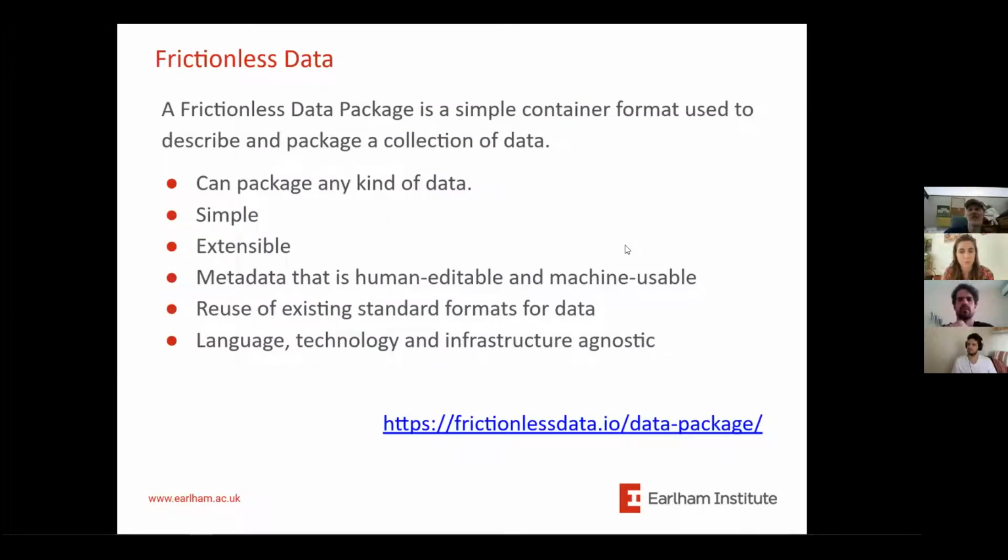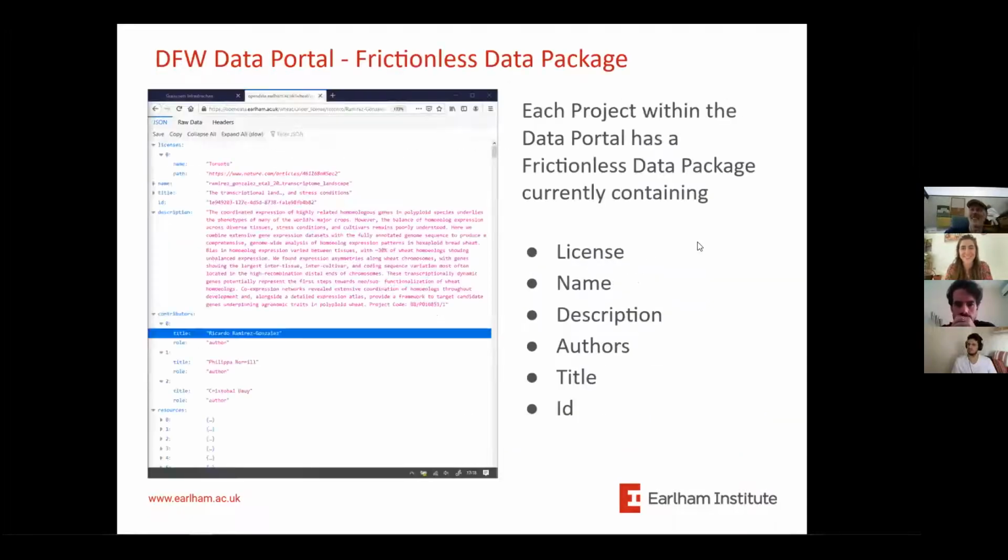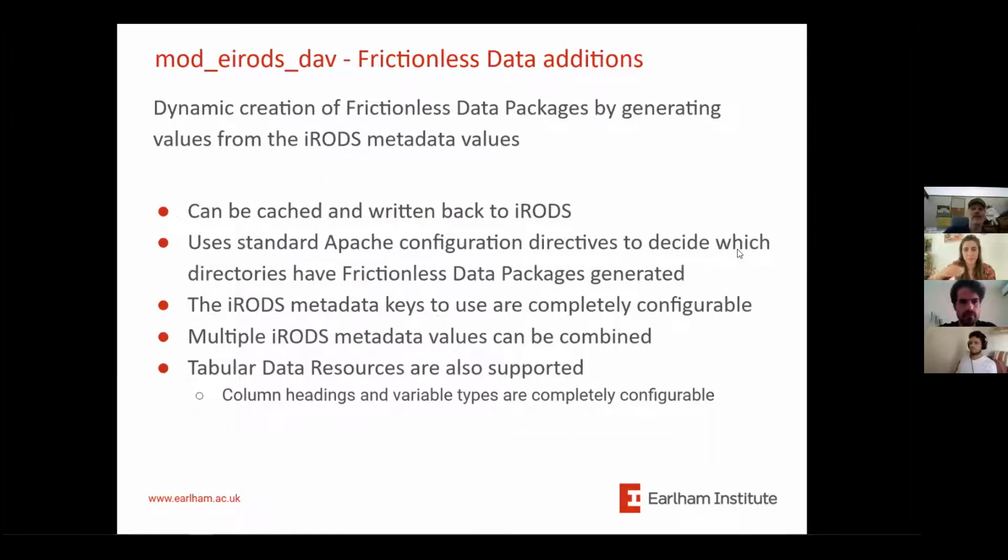Of course, I'm in a frictionless data meeting, so I don't probably need to describe what frictionless data is. I'll skip that one. Each of the packages that we create automatically has the license details, the names, the descriptions, the authors, the title of the project, and also a unique identifier. And all of this is done, like I said, automatically, taken from the metadata values that are stored within the iRODS system.